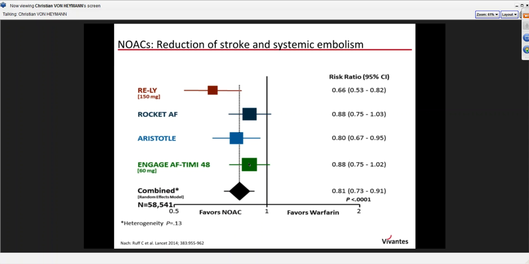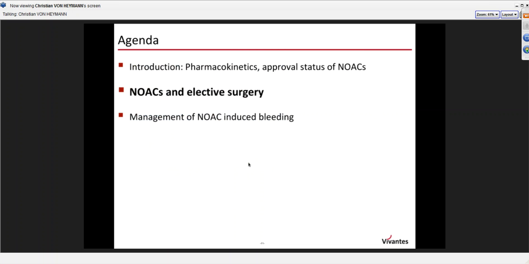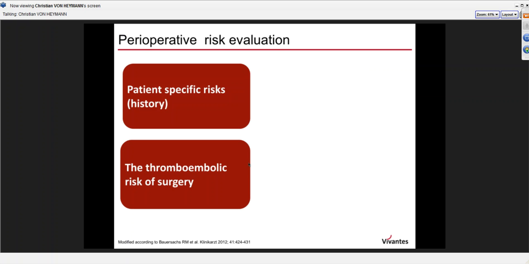Now, what do we do in patients who are on NOACs and present to the anesthesia assessment clinic? What do we tell the patients? Usually in the anesthesia assessment clinic, we try to get an idea of what are patients' specific risks in terms of bleeding history or a thromboembolic history. We also try to get an idea of what is the thromboembolic risk of surgery. Is there a certain risk associated with the surgery the patient is scheduled for?